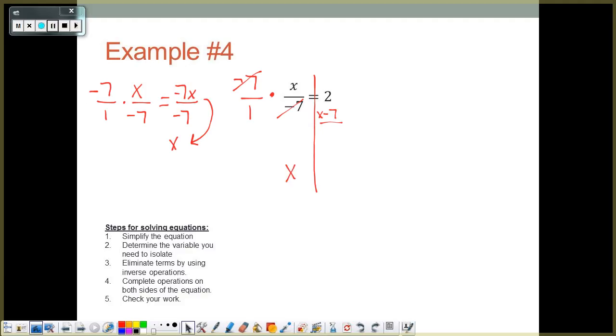A positive times a negative is a negative, so negative 14. And if I go down here to check it, negative 14 divided by negative 7 gives me 2. Well, my negatives are going to cancel out. 14 divided by 7 is 2. 2 equals 2. And my problem checks out.